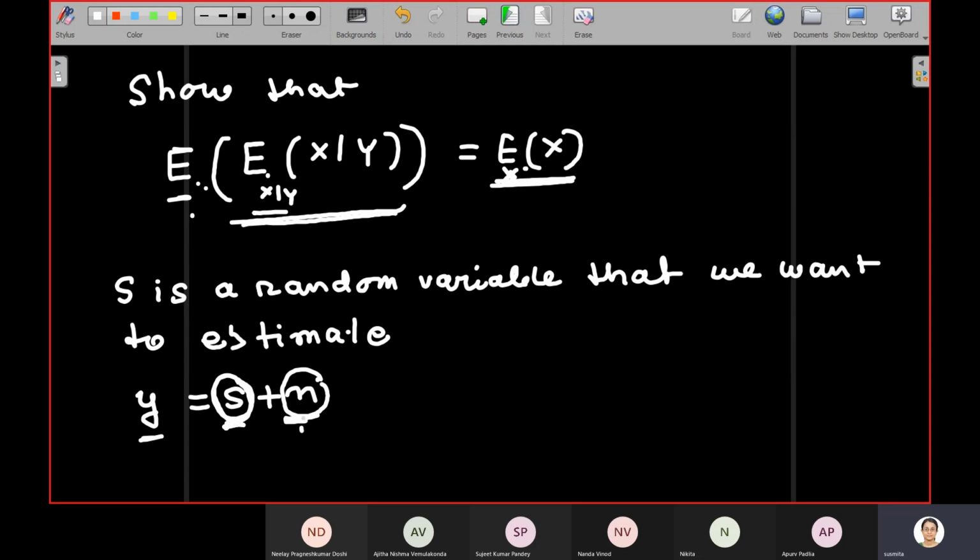Now since S and N are generated by two completely different processes, they are also independent. So S and N are independent. Okay, they are independent. And let's assume that they are Gaussian. Both S and N are Gaussian distributed.